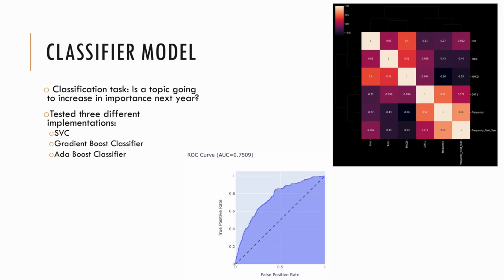Talking about the classifier model, the aim of it was to determine if a topic is going to increase in importance next year. I tested 3 different implementations: SVC, Gradient Boost Classifier, and AdaBoost Classifier. From those, Gradient Boost performed the best. You can see the ROC curve of it down and the feature correlation metrics with the target value.